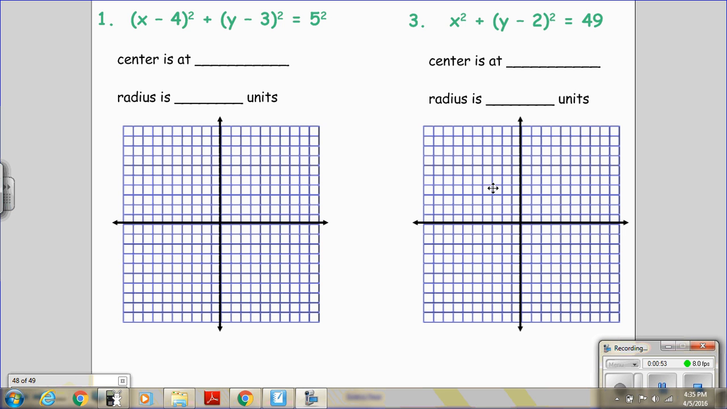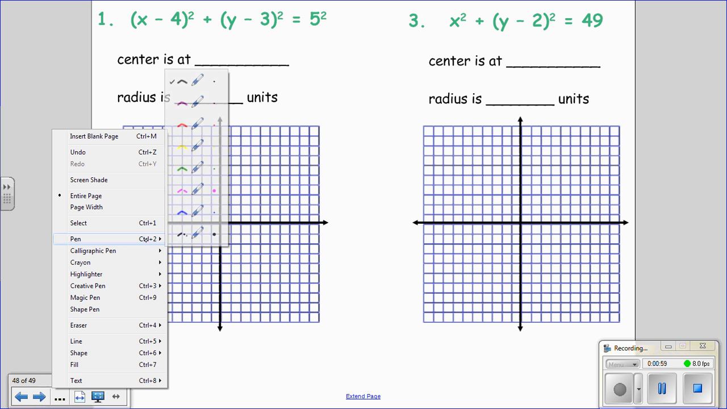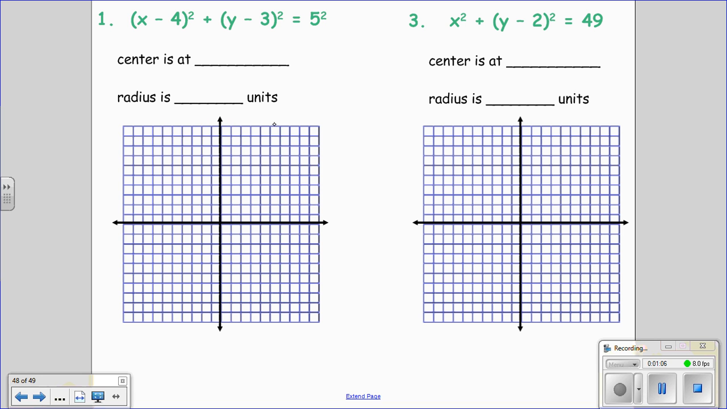So now we're going to practice graphing a couple of circles. Notice on your notes there are 4 circles, and on your packet, sorry. But I'm only going to demonstrate 2 of them. That means I have all the confidence in the world that you can do the remaining 2 on your own.